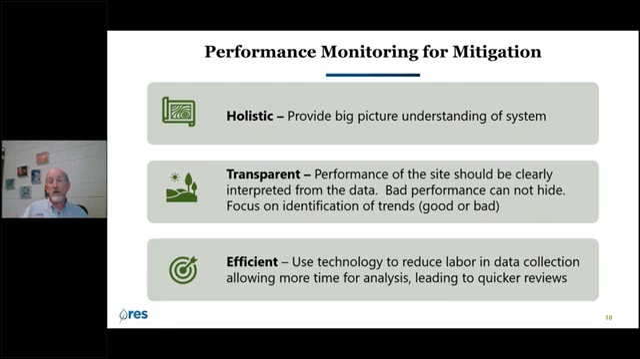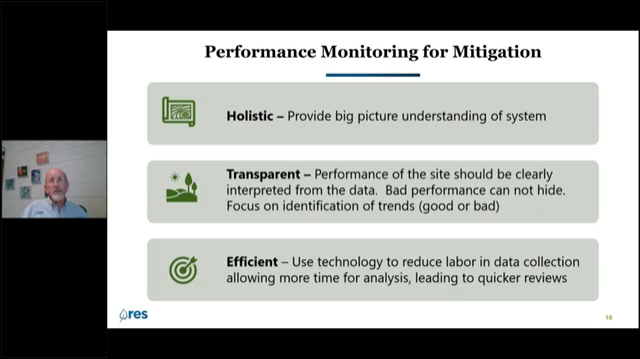Bad performance, a site that's not performing well, should be easy to see, hard to hide. That's that transparency part. But also, all ecological systems change over time. It's just part of the normal process. What you need to be able to figure out is, is it trending in a good direction or a bad direction? So those are the pieces I think of when I think about transparency. And the other thing is it needs to be efficient.